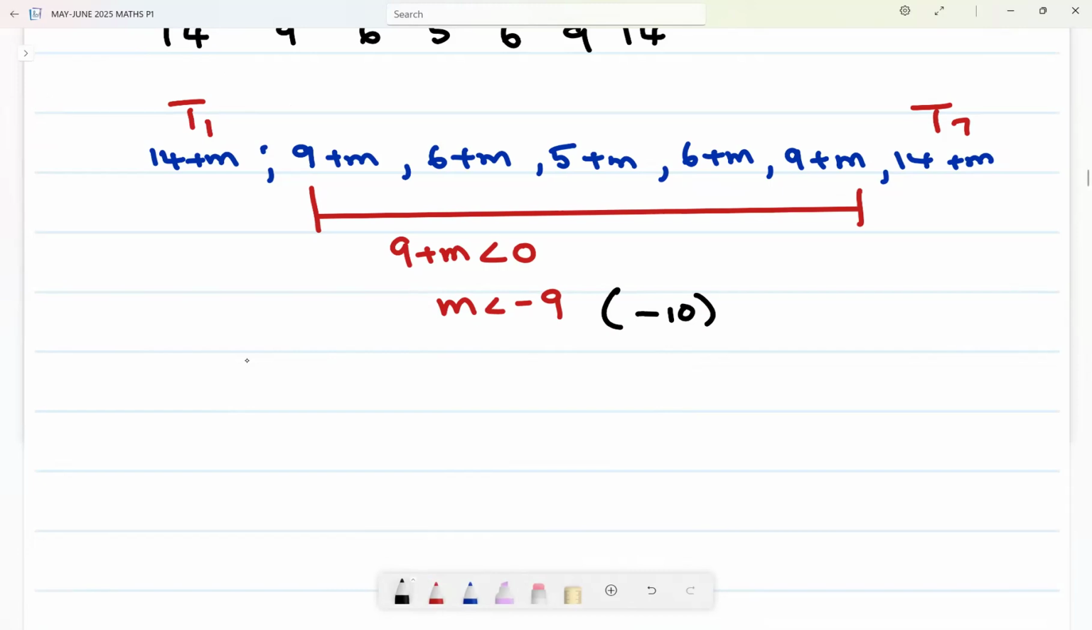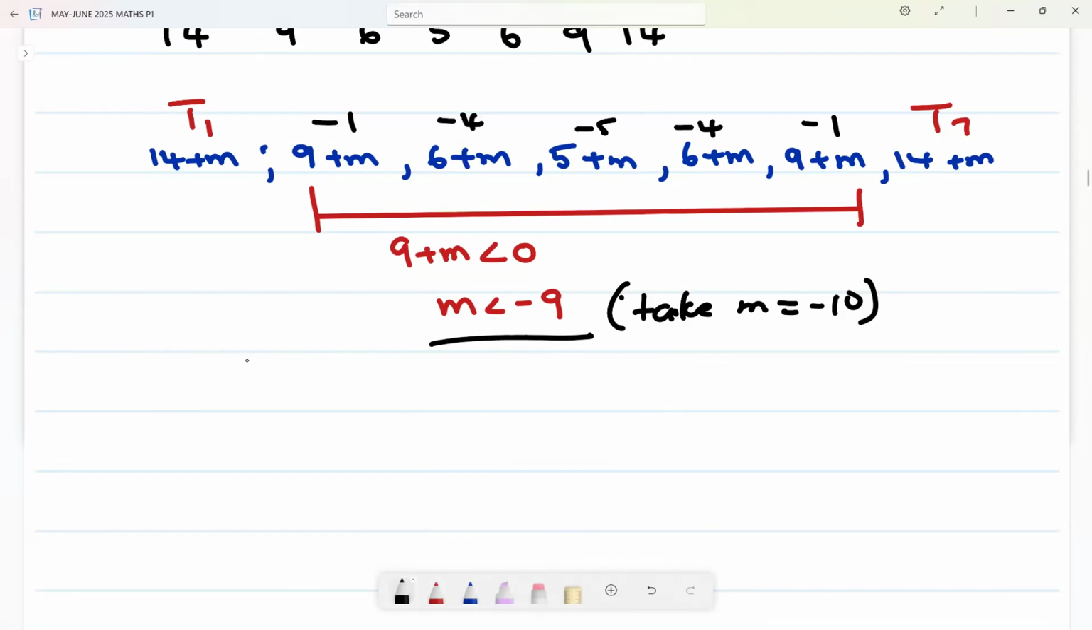What will happen if I take negative 10? Let's take m equal to negative 10. It's going to be 9 minus 10, which is negative. 6 minus 10 is going to be negative 4. 5 minus 10 is going to be negative 5. Then negative 4, negative 1. So it means now the value of m should be less than negative 9. Why? Because I took the largest one.